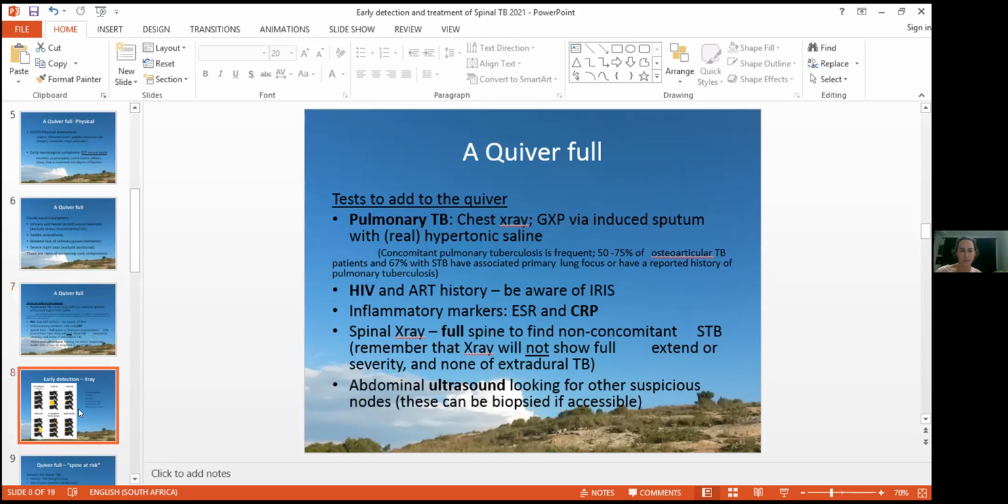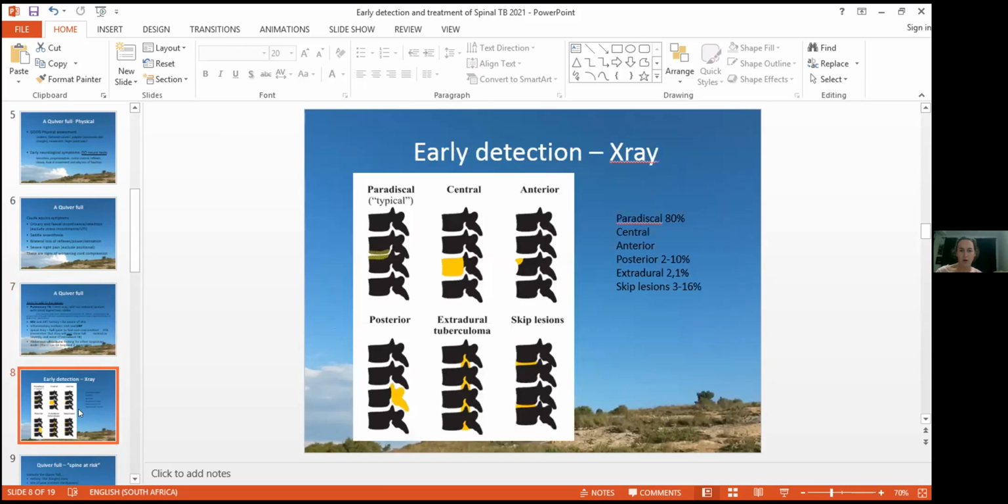The next slide is about the different presentations on x-ray. The first one on the left is paradiscal. That's the most common. 80% of TB spines present with this one, and this is what everyone looks for. However, you need to bear in mind that TB spine on x-ray can look like that central lesion. It's not as common, and anterior also not so common. And the posterior between 2 and 10% in some of the literature. So also bear in mind that TB spine can look like that.